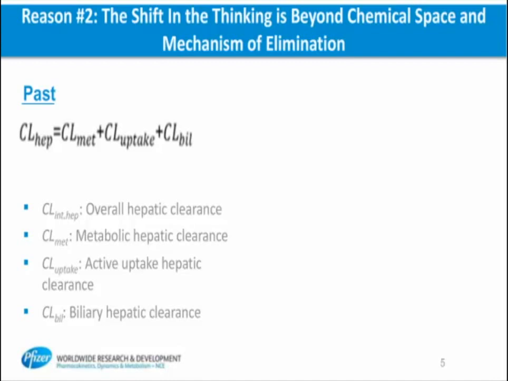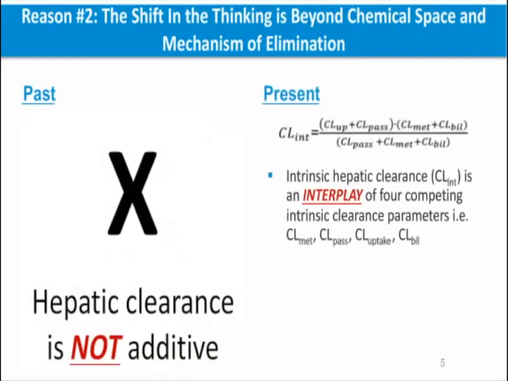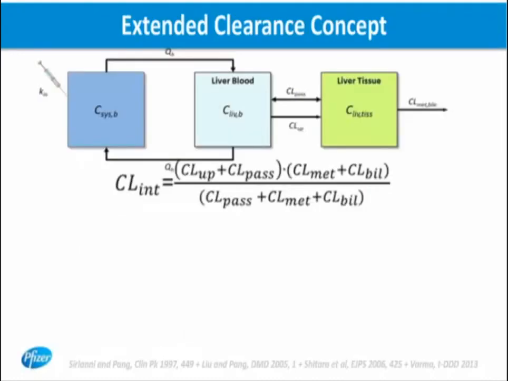It is the sum of the metabolic clearance, uptake clearance, as well as biliary clearance. The sum of all of that is going to give you the hepatic clearance. Now we know that this is not true. Clearance is not an additive process. As a matter of fact, it is an interplay of all of these processes. And to elaborate more on this thinking, we need to provide an overview of the extended clearance concept.